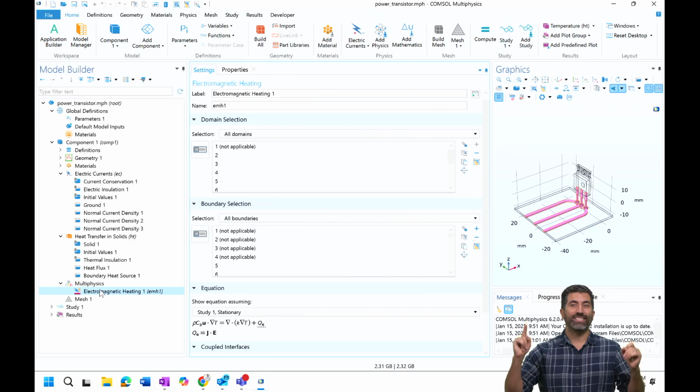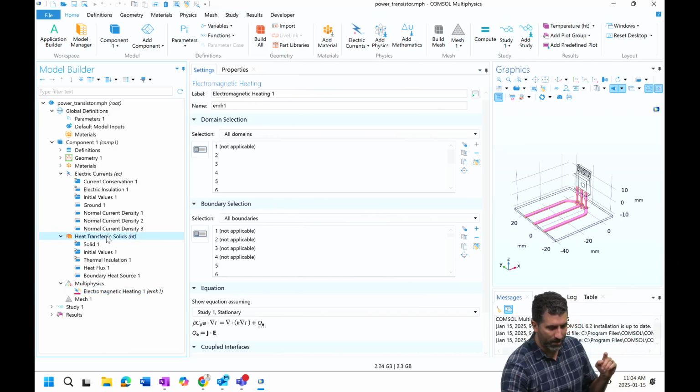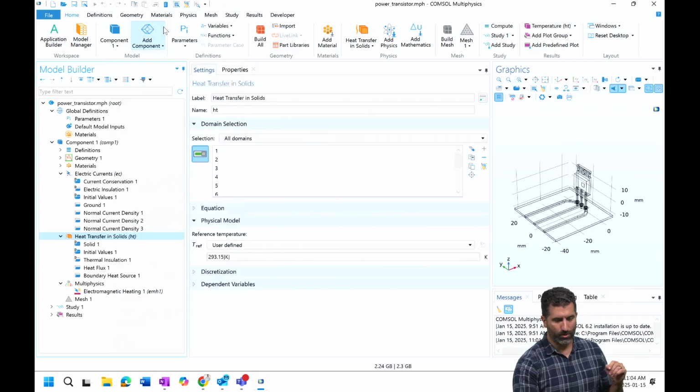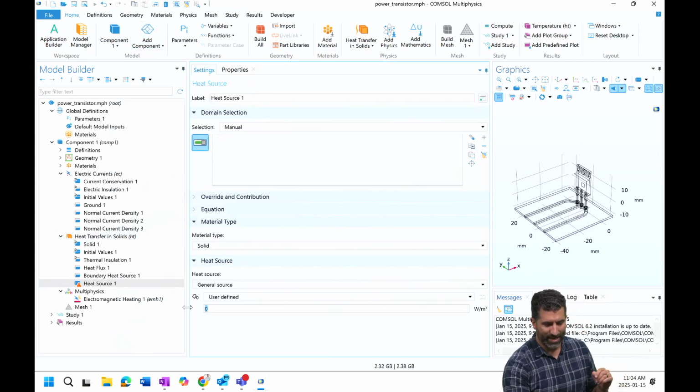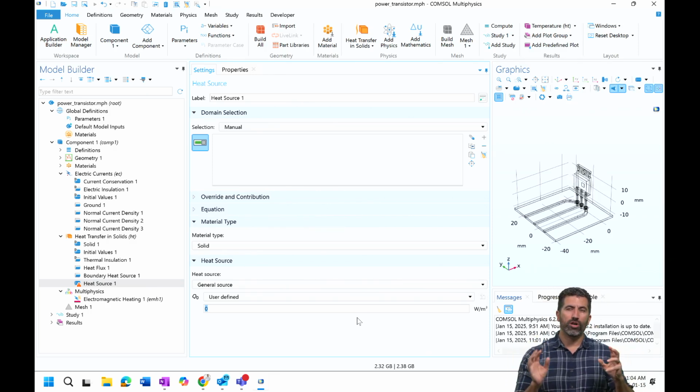Okay? It is exactly the same as going up here, right-clicking, adding a heat source, and saying that this was the current density times the electric field, right? You could put it in here and it would be mathematically exactly identical. So it's a nice way for COMSOL to set it up and to explicitly show you what's happening, but it's not necessary to do it that way. You could actually put it in manually.